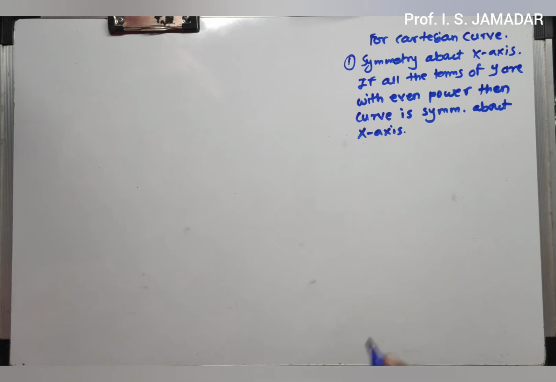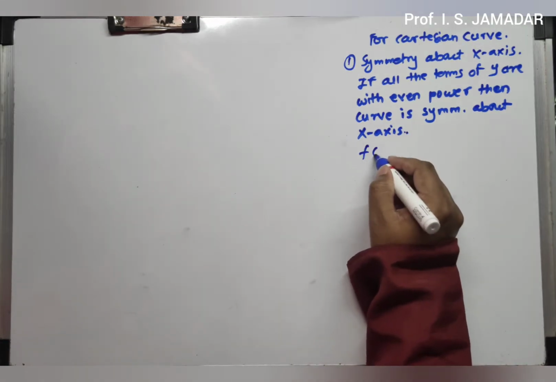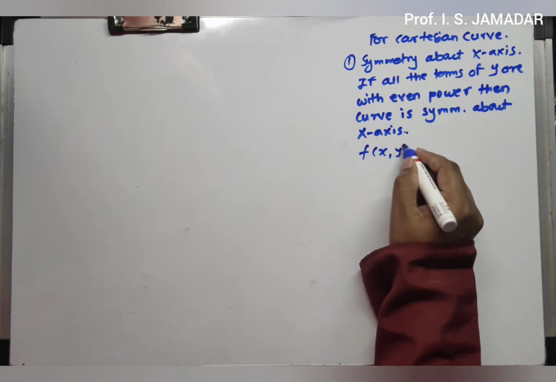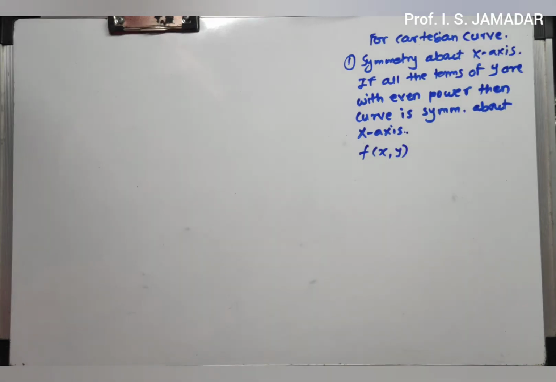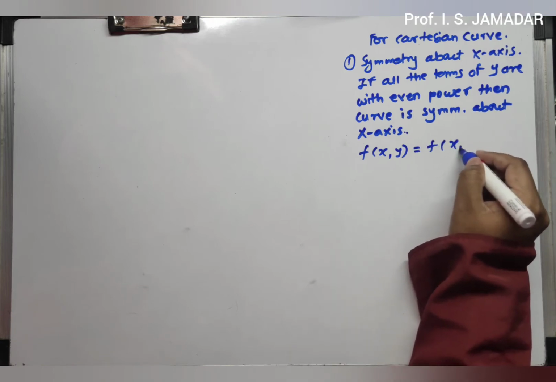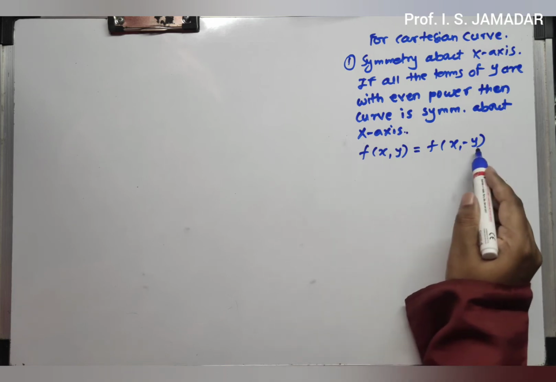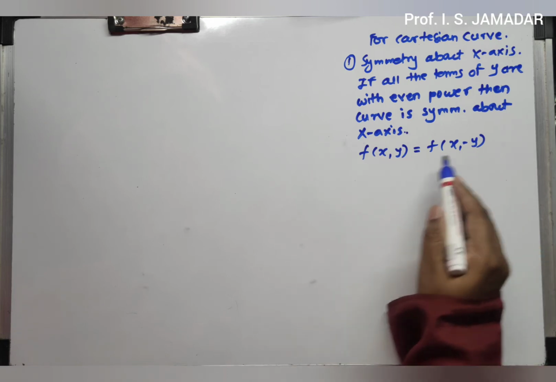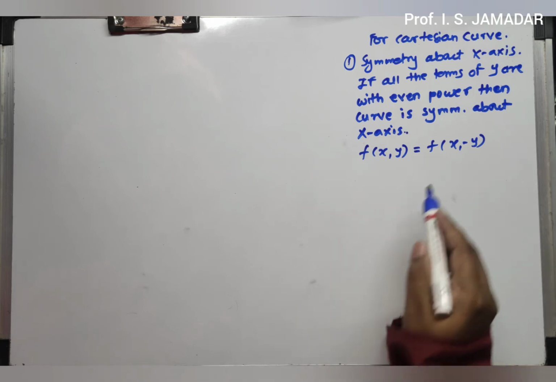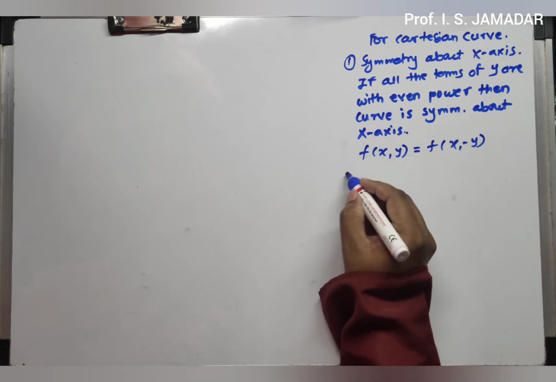not y-axis. So the same rule we can also write in other way, that f of x y, the Cartesian equation, if f of x y, the original equation, is equal to f of x minus y. What it means? After replacement of y by minus y, equation remains unchanged. F of x y is same as f of x minus y. Then also we can say that the curve is symmetric about x-axis. This is symmetry about x-axis.